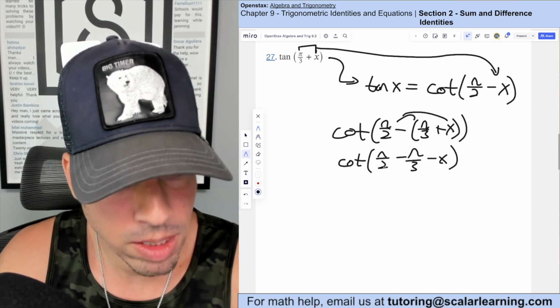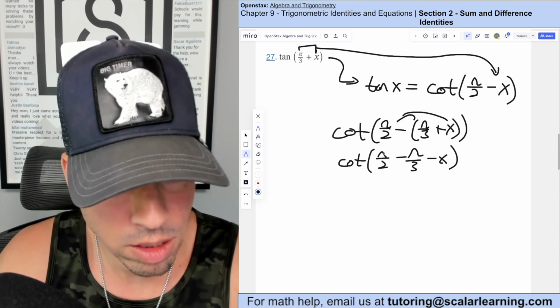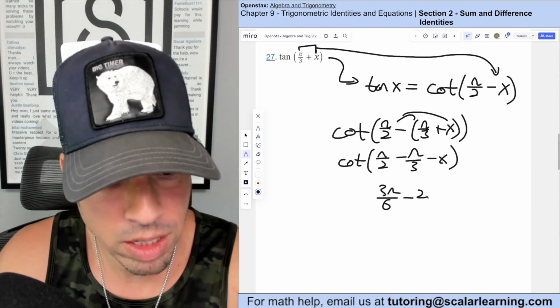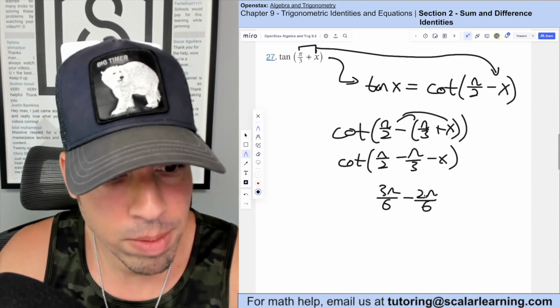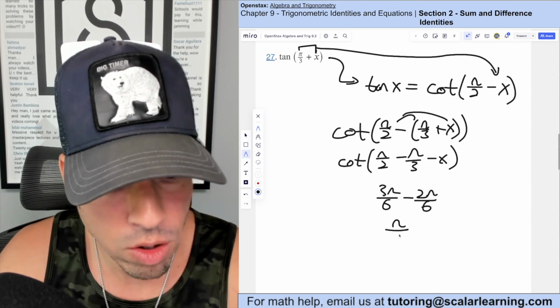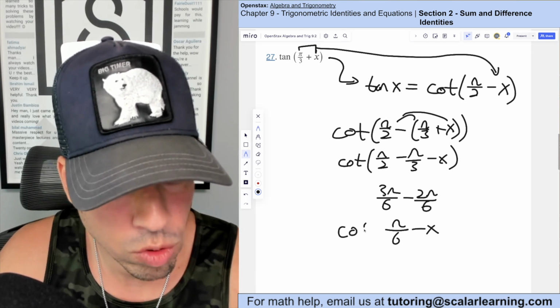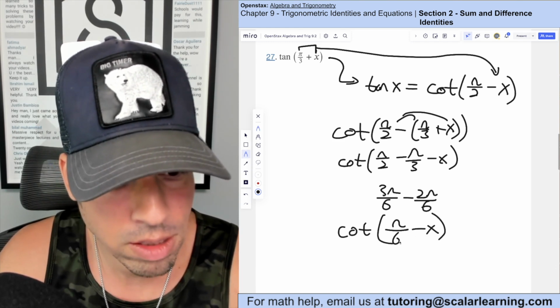Now let's get some common denominators. Let's get 6. So multiply this by 3 over 3. We get 3 pi over 6. Multiply this by 2 over 2. We get 2 pi over 6. 3 pi minus 2 pi is just pi over 6, and then that minus x just stays there. So this is equivalent to cotangent of pi 6 minus x.